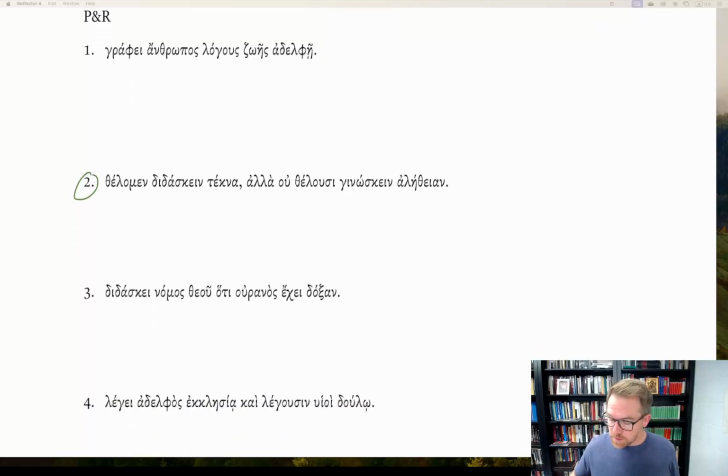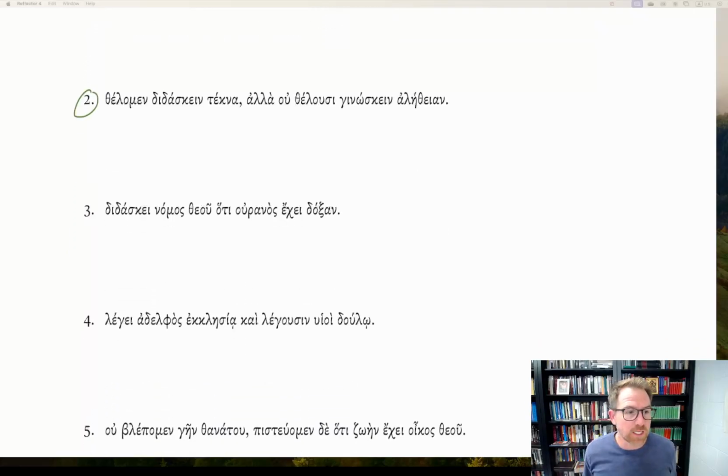Practice and review sentence number 2, reading it in Greek. Thelomen didaskein tekna, alla ou thelousi ginoskein alētheian.